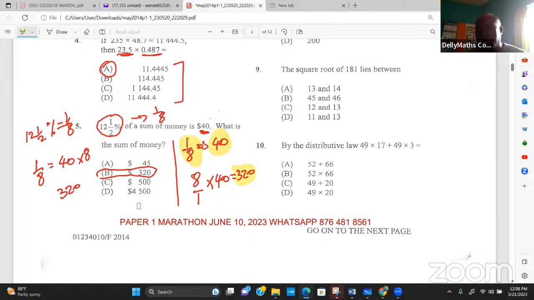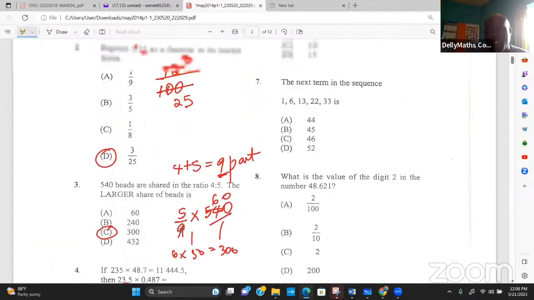All right, there is another way that you could do it too using algebra, but it's longer, so I'm not going there since it's a multiple choice, right?